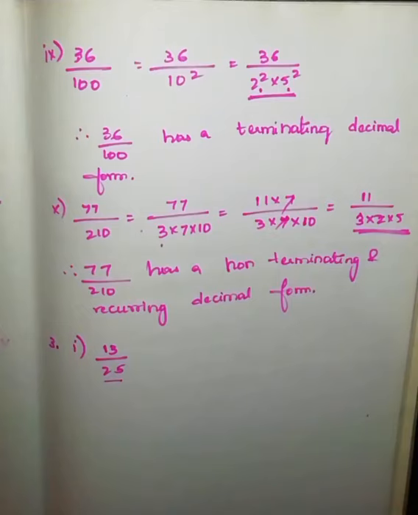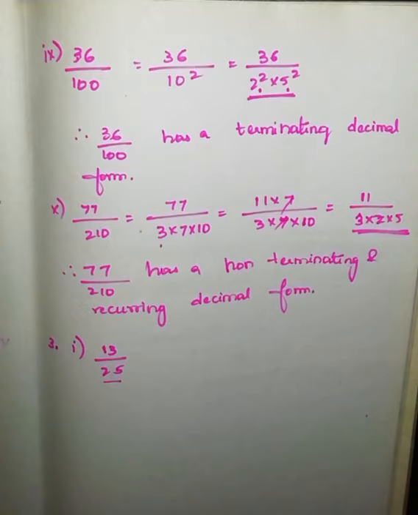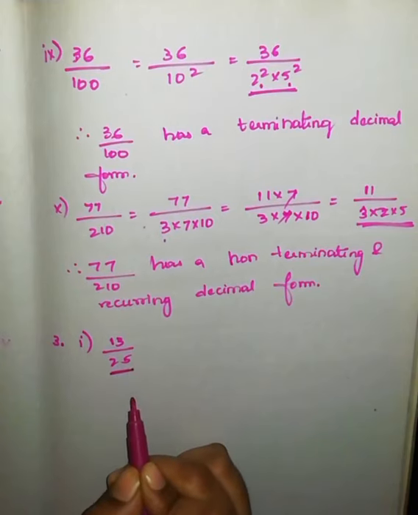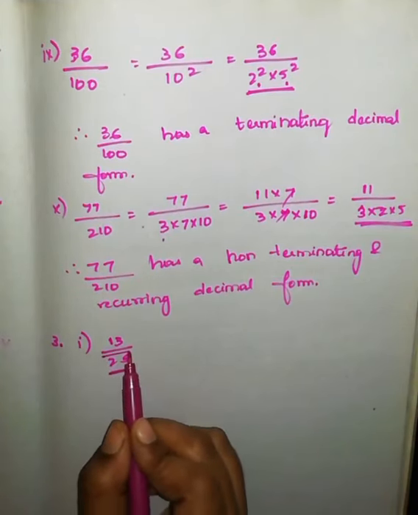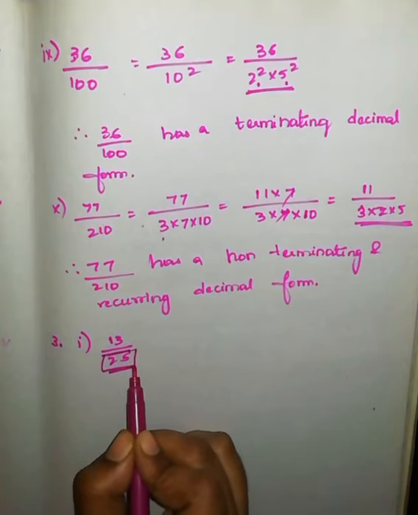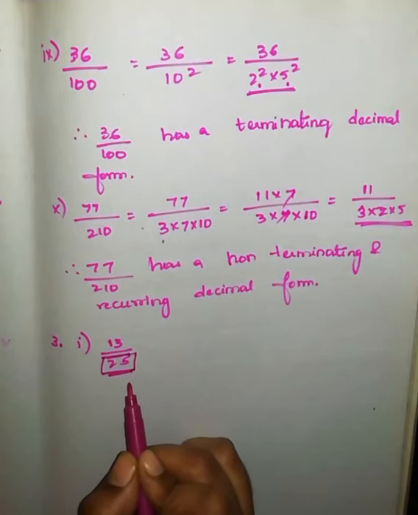Now let's start solving the third question. Third question here is, write the following rationals in decimal form. And the first question is 13 by 25. So to write the rational number in decimal form, first we need to transform or write the denominator in the form of 2 power n into 5 power m.